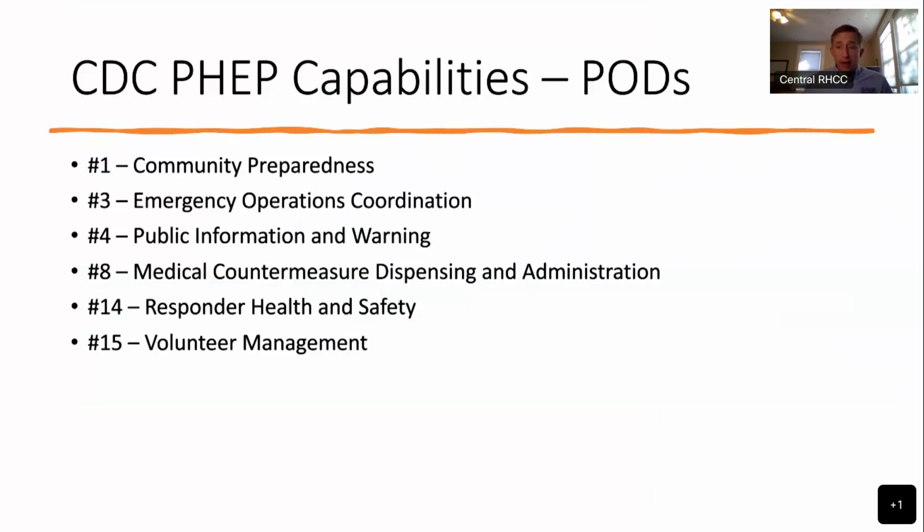Then responder health and safety. That's number 14. That actually should be much higher on the list, maybe even number 1, because we want to make sure that we maintain the safety of our pod workers, and that includes volunteers, not just public health personnel. And then the last one is volunteer management.